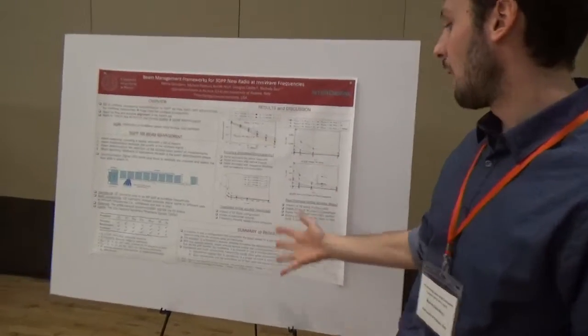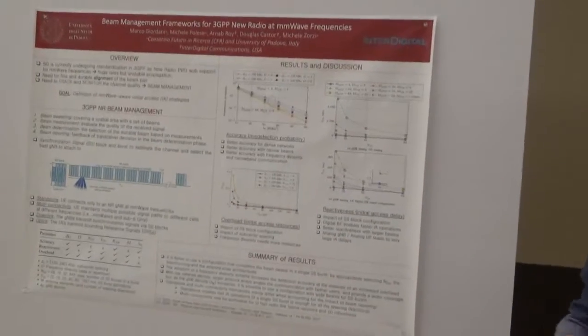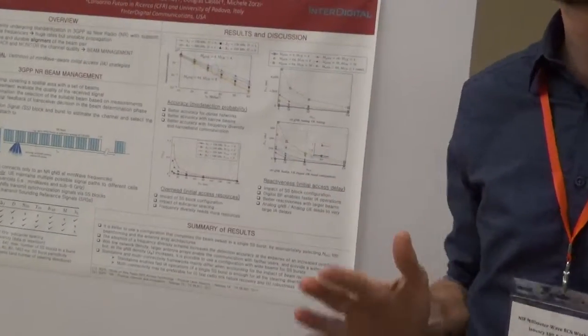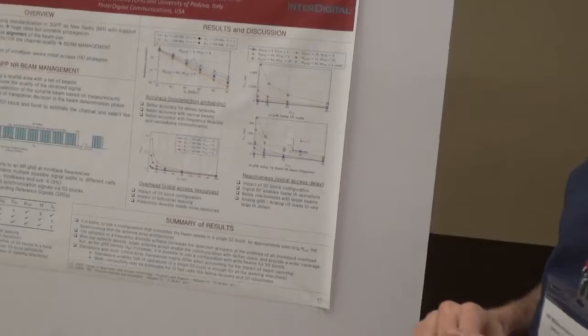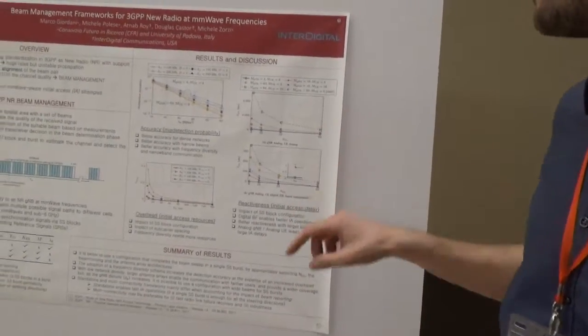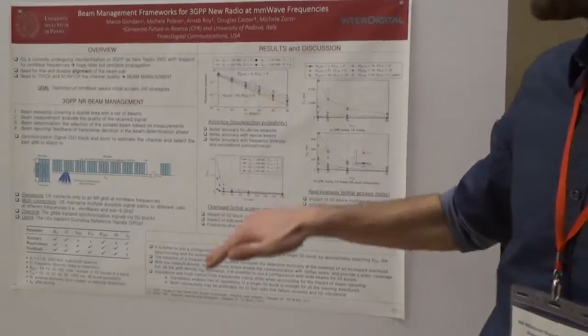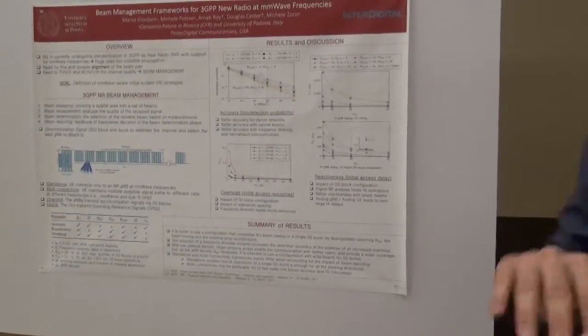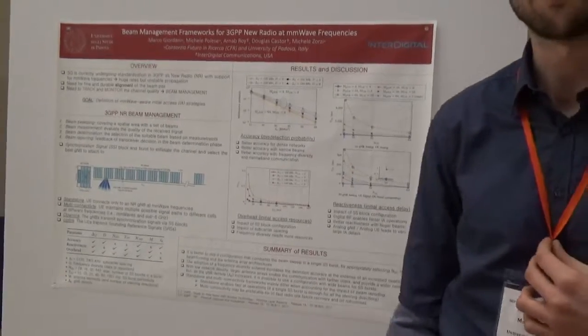So our main conclusion is that we would like to complete the angular scan within one single SS burst, and this can be done by properly configuring the beamforming architecture, the SS block configuration, and the antenna management, the antenna panel configuration. Thank you.